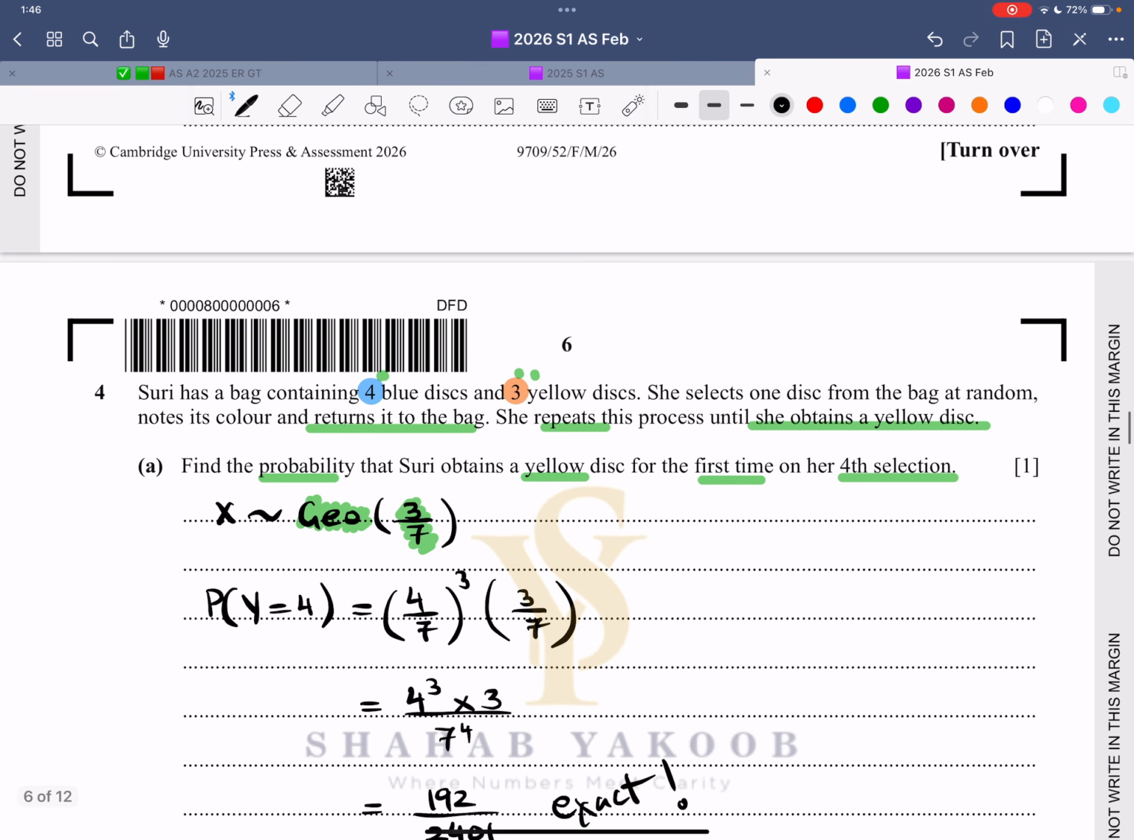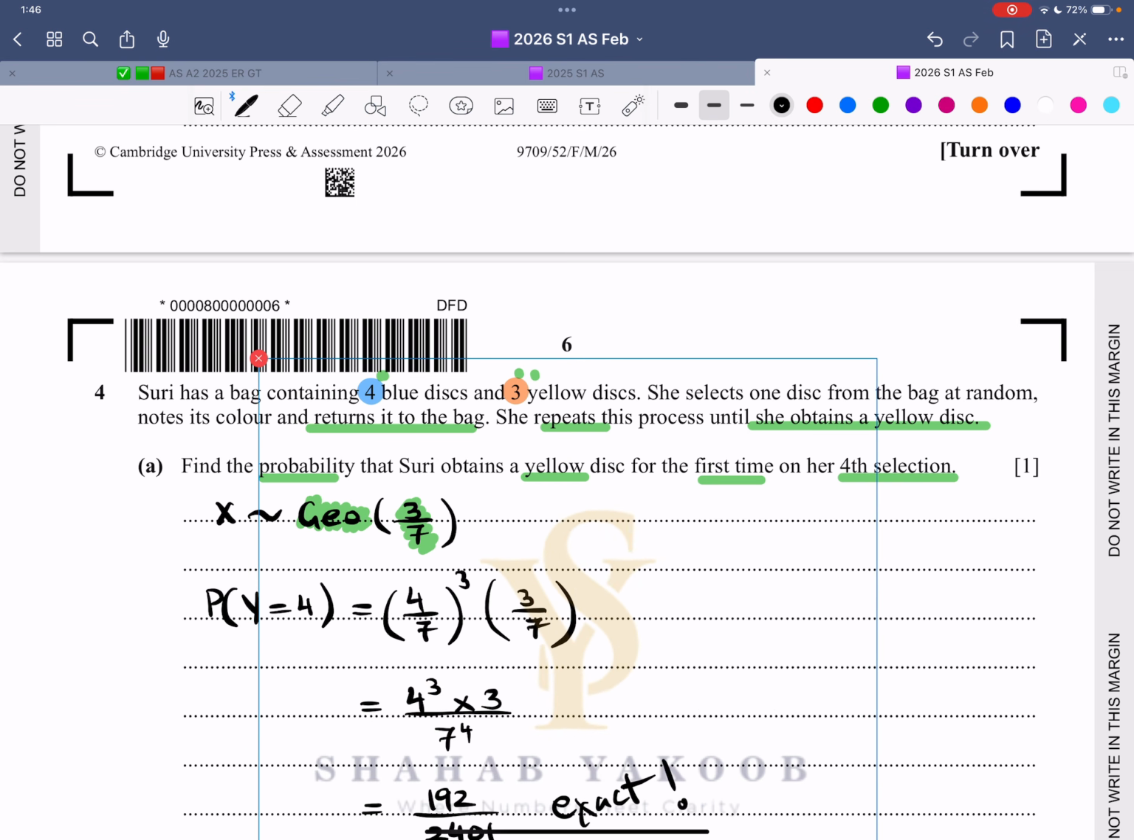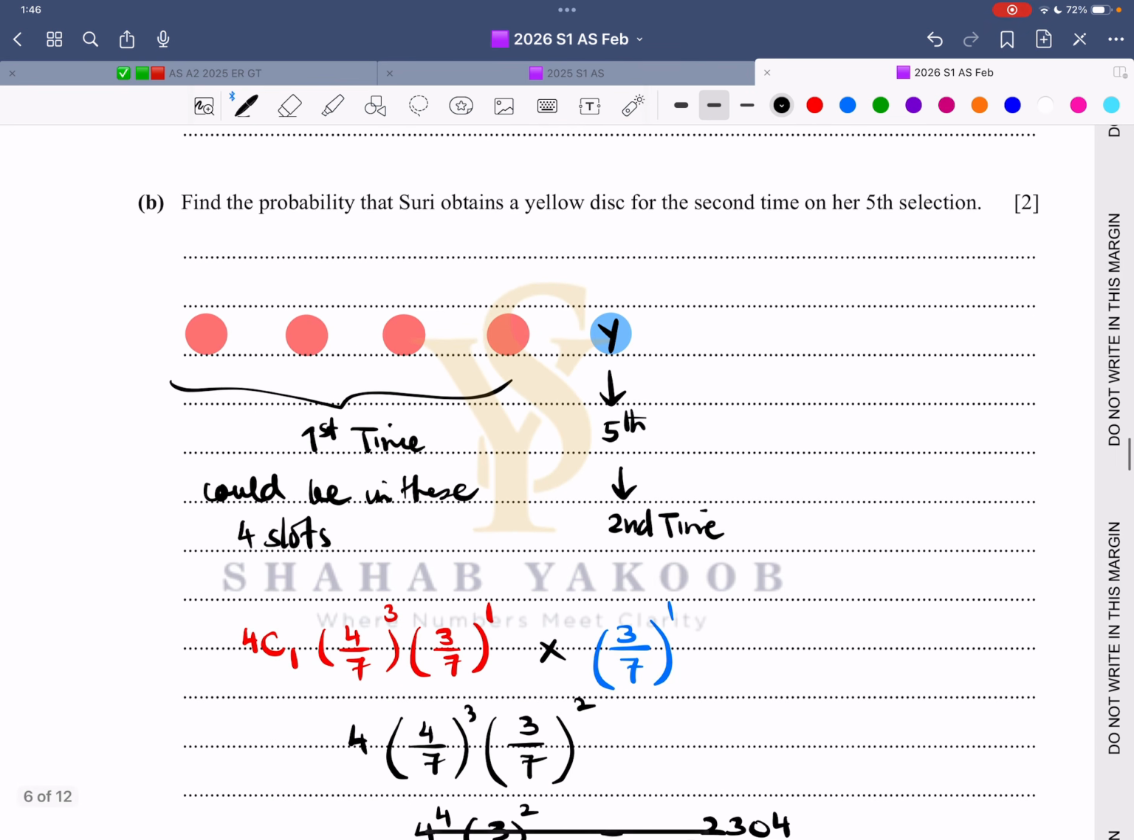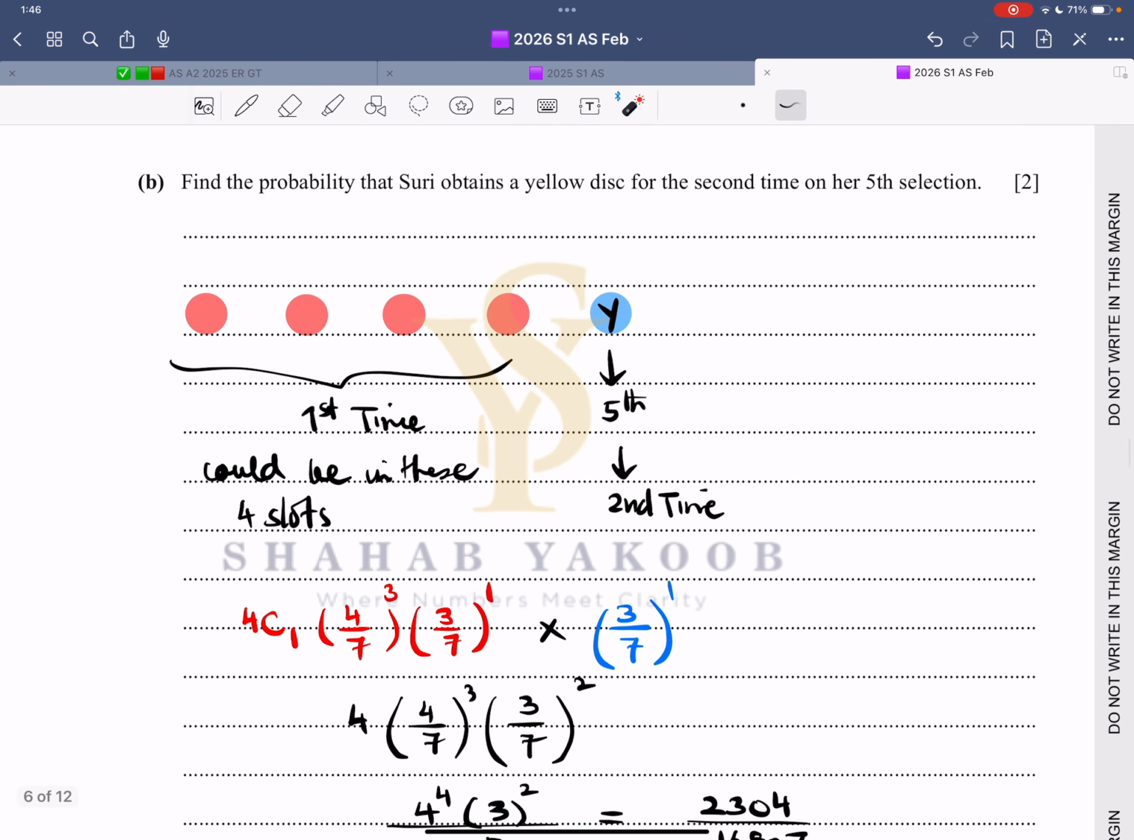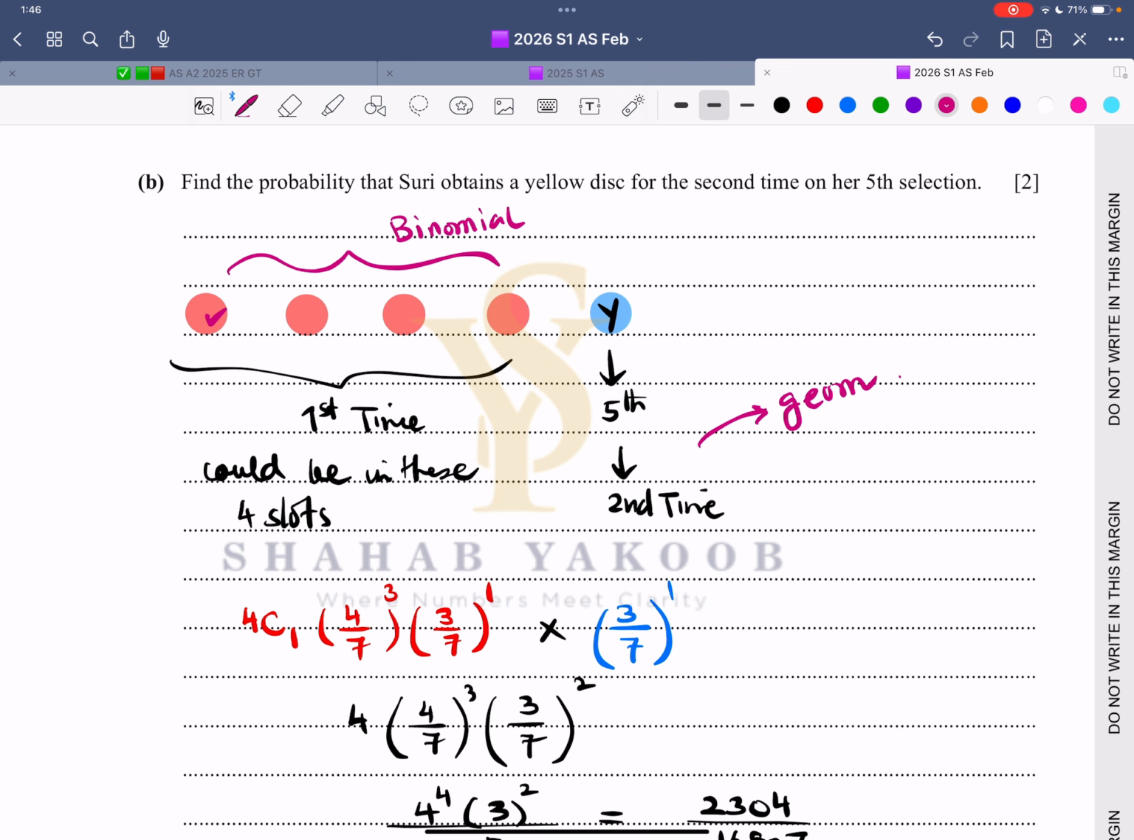And this is question number 4 that I have reached. So now let's move on over here. Find the probability Suri obtains a yellow disc for the second time in her 5th selection. So the 5th selection, that is fixed, that is success. So this is technically geometric over here. So this one is geometric probability distribution. But this one over here, it's binomial because one success can be out of these 4 positions. So that is 4C1. Success raised to power of 1, failure raised to power of 3. The last one is a success.